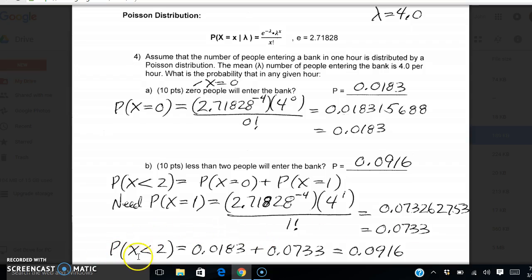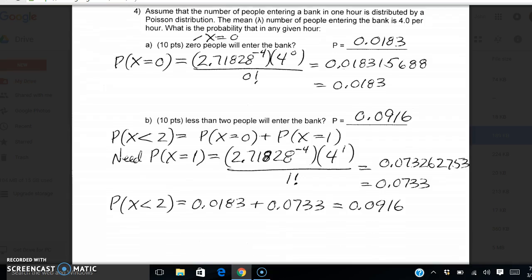So the probability of less than 2 people entering the bank is the probability of 0 people entering the bank, that's the quantity we calculated in section A, plus the probability of one person entering the bank, which we just calculated. We add those together, and we get the probability that less than 2 people will enter the bank.